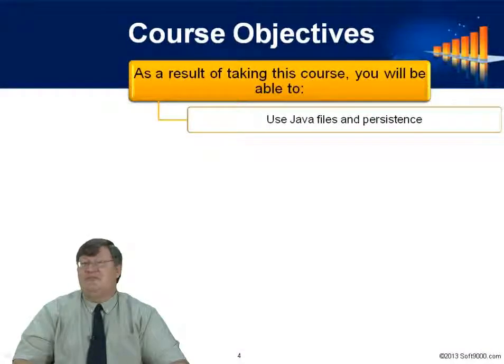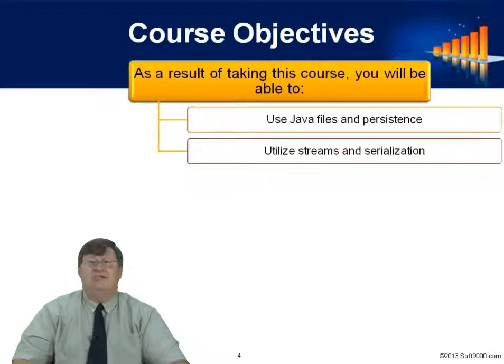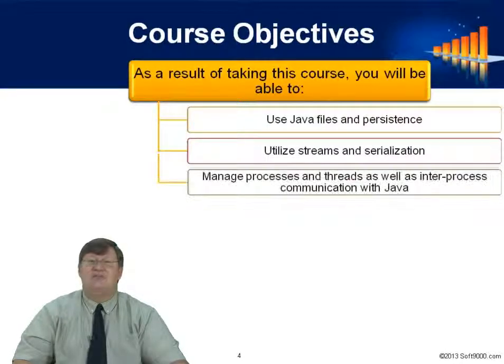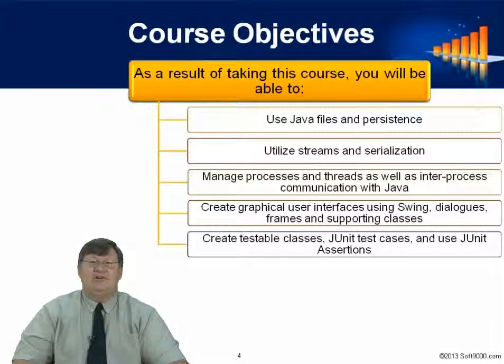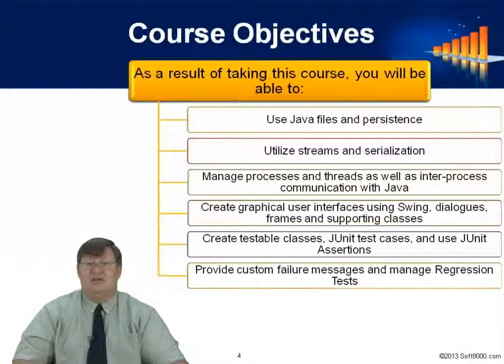As a result of taking this course, you will be able to use Java file and Java level persistence. You will be able to utilize streams and serialization, and you're also managing process via threads and other inter-process communication mechanisms with Java. We will be able to create a graphical user interface using Swing, dialogs, frames, and supporting classes, and we will also be able to create testable classes, JUnit test cases, and other JUnit features such as assertions.